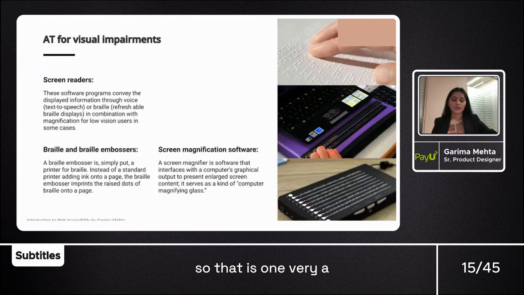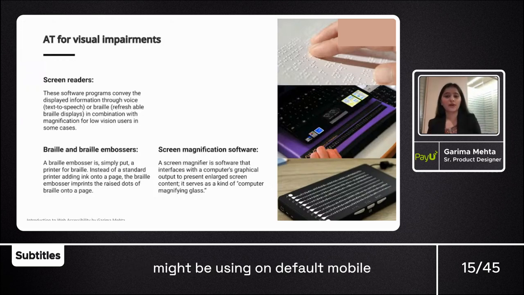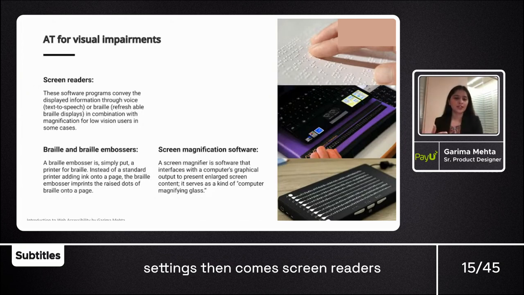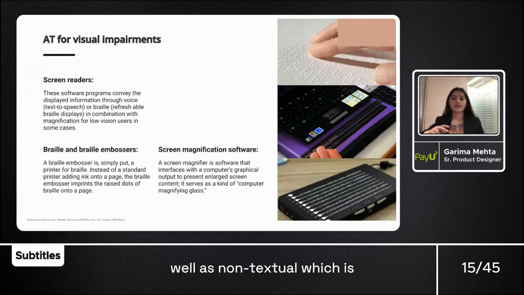So that is one very general feature that most people might be using on default mobile settings. Then come screen readers. Screen readers are just software that conveys all the important textual and non-textual information from the screen in an audio format. A basic difference between a screen reader and a text-to-speech converter is that a screen reader can read text as well as non-textual content, which is images, graphs, anything that has been coded in that.